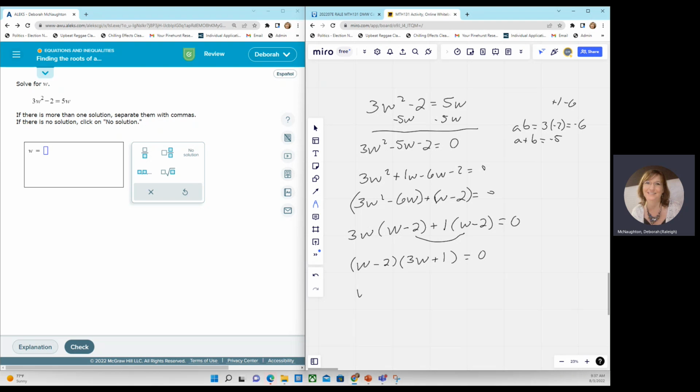And now to solve, either w minus 2 equals 0, because one of these terms has to be 0 for this to be 0, or 3w plus 1 equals 0. So here I add 2 to both sides, and I get w equals 2. And over here, I subtract 1 from both sides, and I get 3w equals -1. And then I divide both sides by 3, and I get w equals -1/3. So my answers are 2 and -1/3.